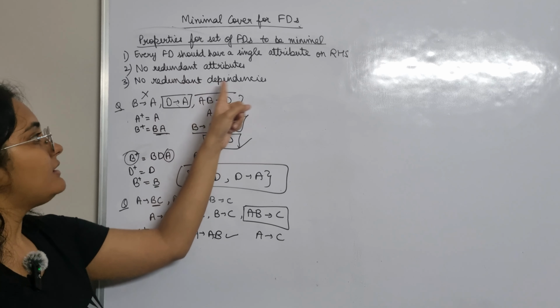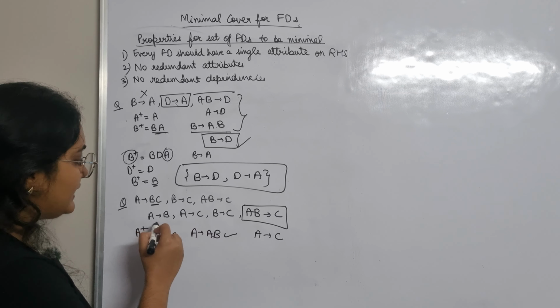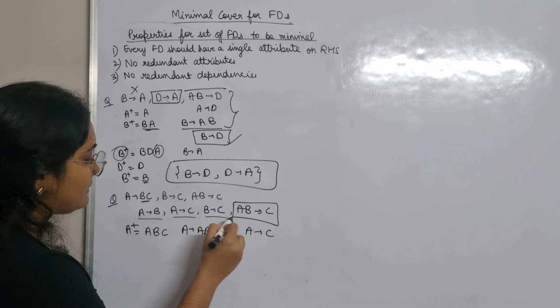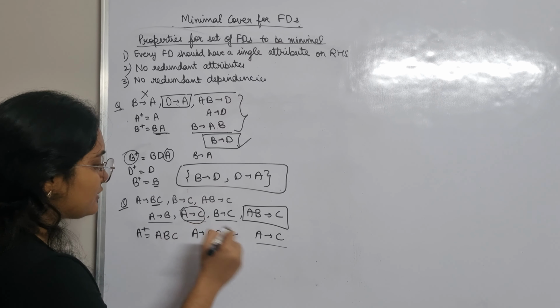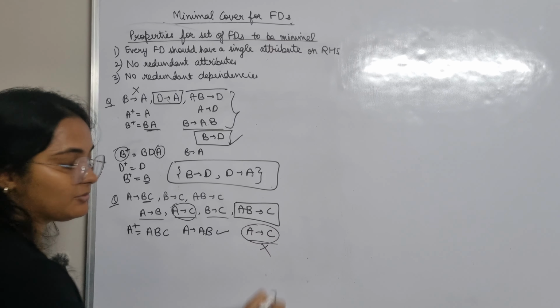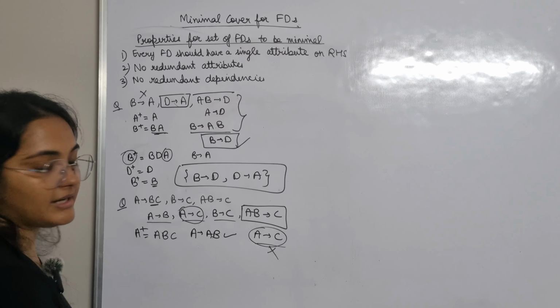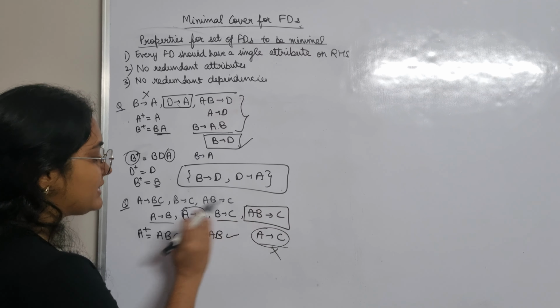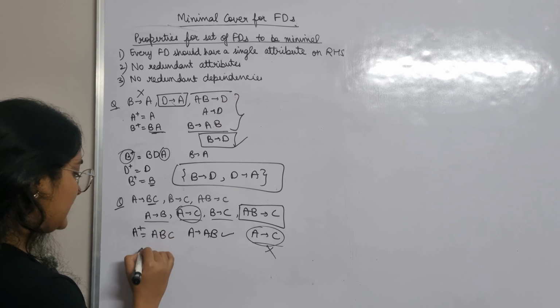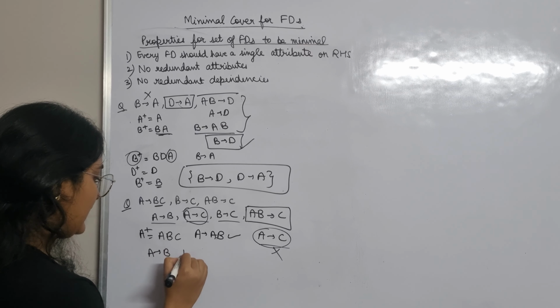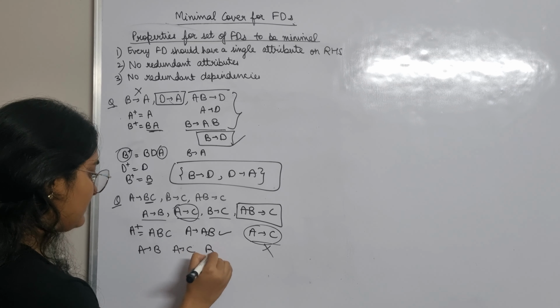Now no redundant dependencies themselves. If you see clearly, A determines B, A determines C, B determines C, A determines C. Now this you see is already happening twice, so one we can remove. This is redundant. Even if I remove this, A plus will be able to give C. So this I will remove. Now we have three dependencies: A determines B, A determines C, and B determines C.